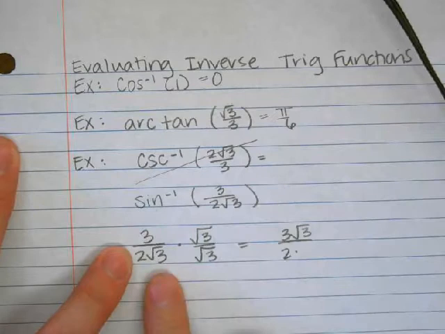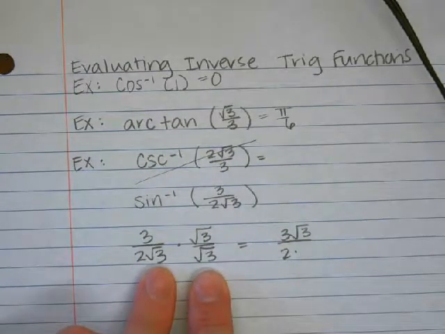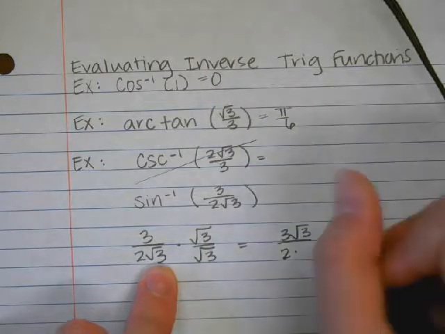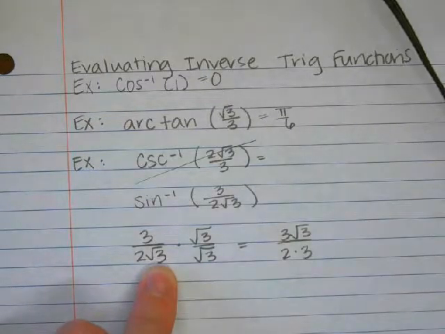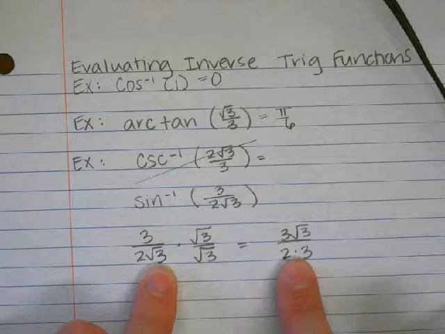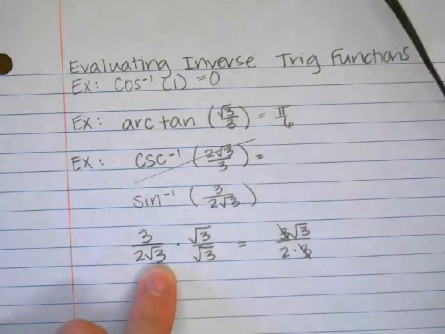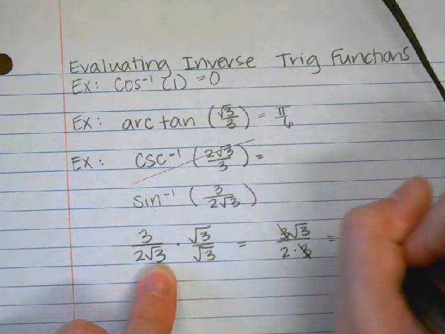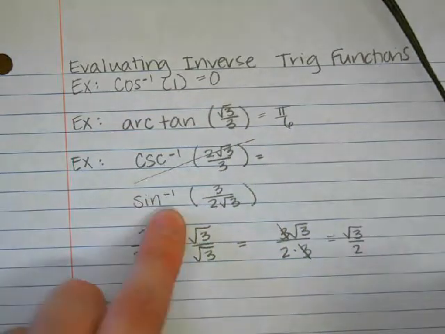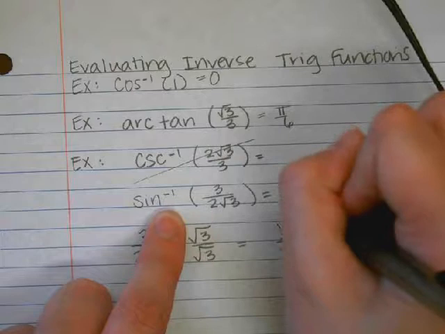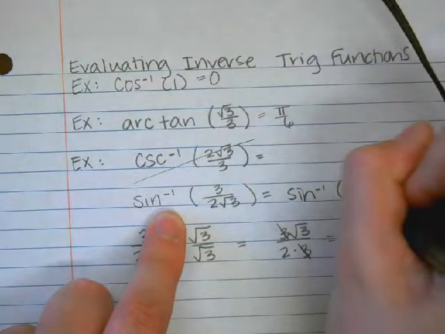And that 2 is being multiplied by the square root of 3 times the square root of 3, which is the square root of 3 squared, which is just 3. So I can see that I have 3 over 6, right? 2 times 3 is 6. But I can also see that these 3's should be canceling. So that gives me square root 3 over 2. So that means that this evaluation I'm really doing is actually sine inverse of square root 3 over 2.